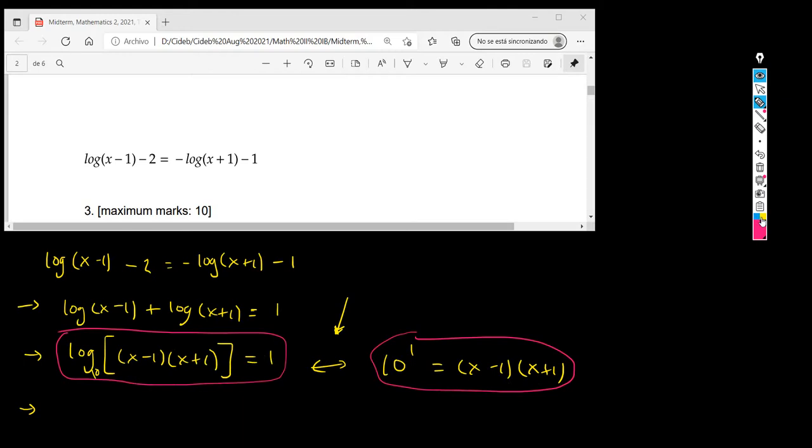And look at this equation. It seems pretty simple to solve because 10 to the 1 is just 10. And this is a product of conjugated binomials. When you multiply these two binomials, you get x squared minus 1. And this equation is very simple to solve. We get x squared minus 1 equals 10. We get x squared equals 11. And then finally we get x equals plus minus the square root of 11.